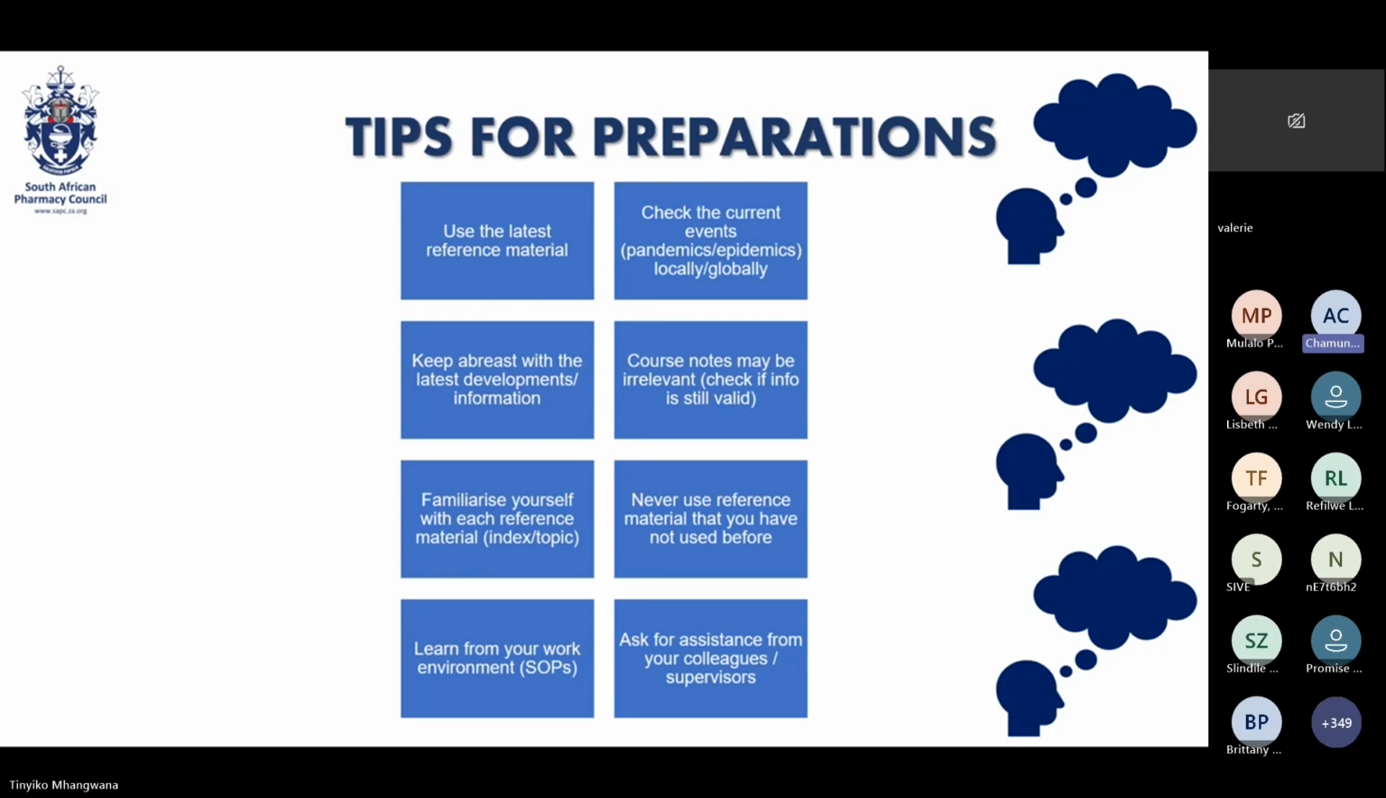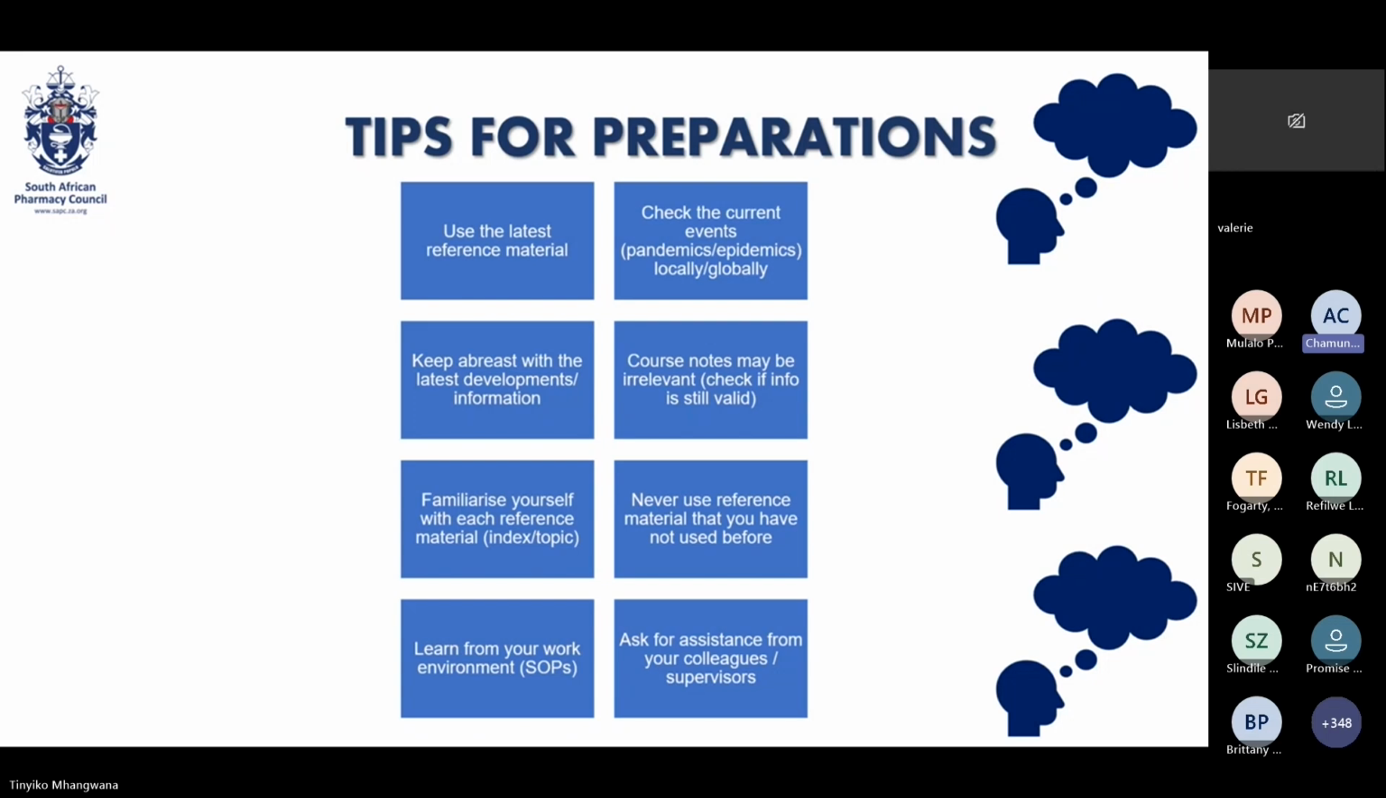So like the previous years when we had the COVID pandemic, you will most likely also be questioned regarding the COVID-19 pandemic. Also keep abreast with the latest developments or information. I think I also highlighted where you can find your latest changes to regulations, especially relating to scope of practice. It's very important that you understand what you can ethically and professionally do based on your scope of practice.